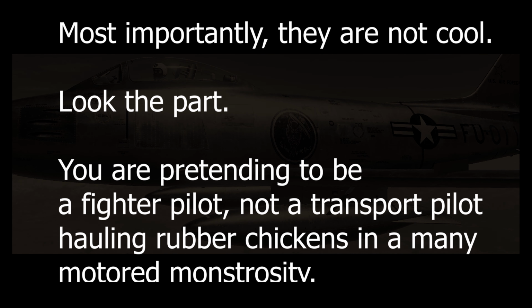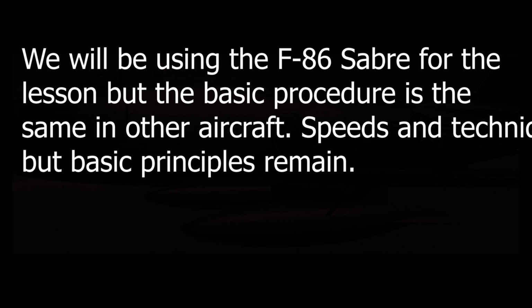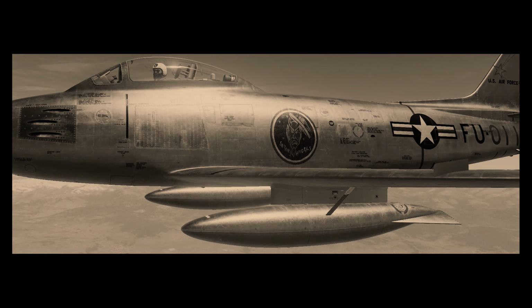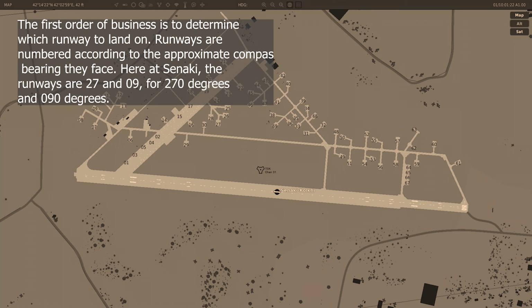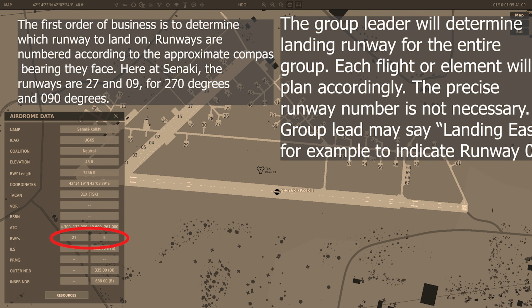We will be using the F-86 Sabre for the lesson, but the basic procedure is the same in other aircraft. Speeds and technique may vary, but the process remains the same. The first order of business is to determine the runway to land on. Runways are numbered according to their approximate compass bearing. The group leader will determine the landing runway for the entire group. Each flight or element will plan accordingly.